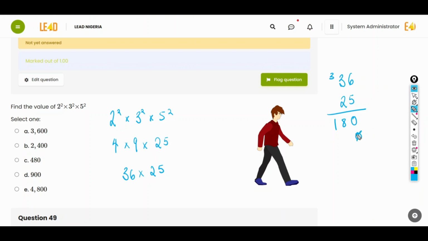Then we close out this point here. Next we move on to 2. 2 times 6 is 12, carry 1. 2 times 3 is 6, plus 1 is 7. Okay, so we can add this up. 0 plus nothing is 0. 8 plus 2 is 10, carry 1, 9. So the answer is 900, option D.